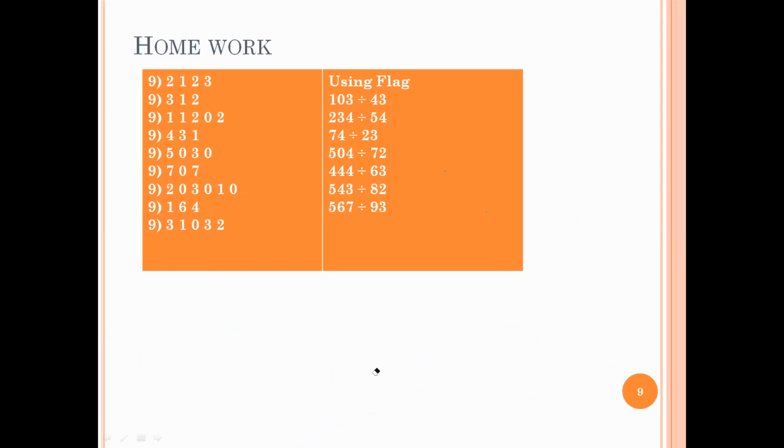We'll stop for today. I will send you the homework, the slides, and the video as well. Practice this flag technique very well, because without that you won't be able to understand the next few lectures.